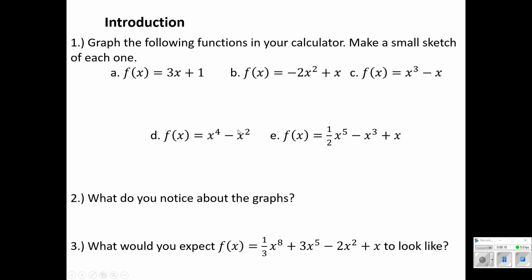All right, for our introduction, we got a little calculator exercise for you. So what I want you to do is pause this video and take a couple minutes to actually go through this process. Make a sketch of each of the functions, and see what kind of patterns you can discern from those different graphs, and then let's make a prediction about what we'd expect the last function to look like, the one that's provided in number 3. So pause the video, take a couple minutes and try that. I will check back with you in a few seconds.